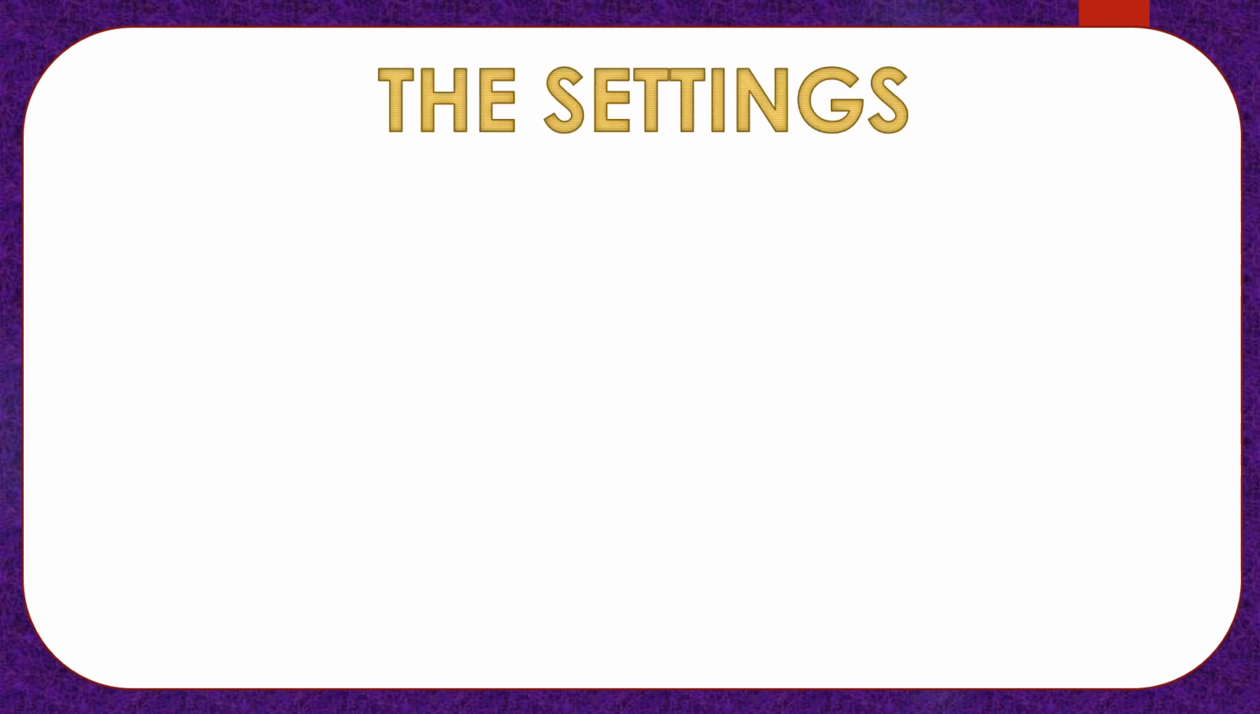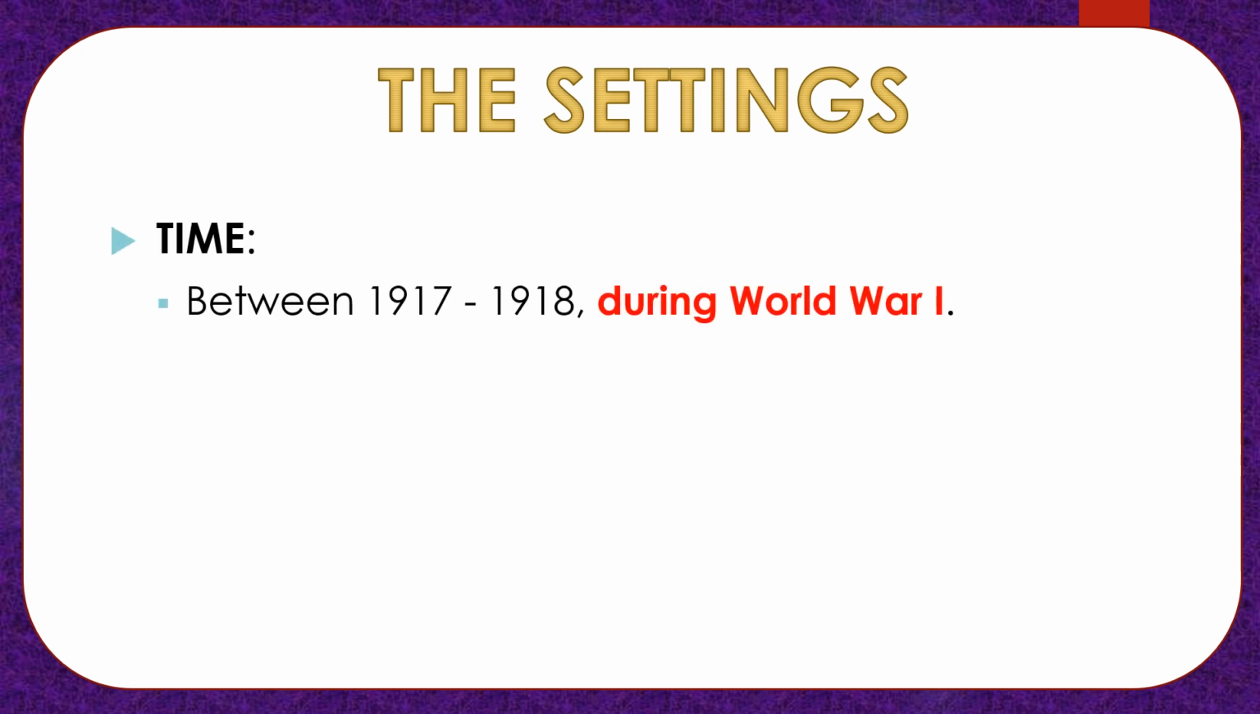Now, shall we look at the settings? As we all know, settings can be divided into setting of time, latar masa, setting of place, latar tempat, and also setting of society, latar masyarakat. So when the story, the events, peristiwa-peristiwa in this novel actually happen, it happened between 1917 and 1918, which is during World War One. Don't worry, we will cover this later.